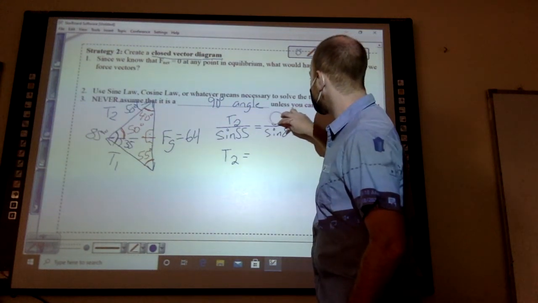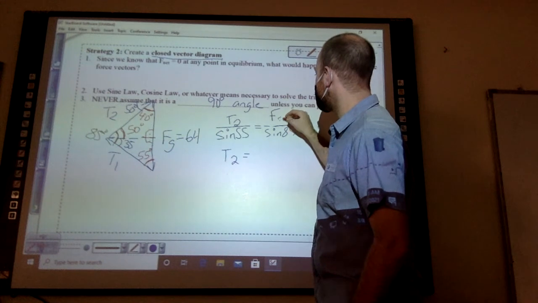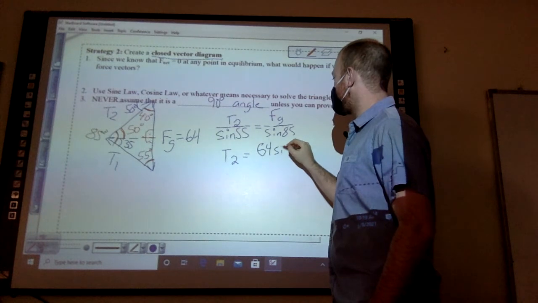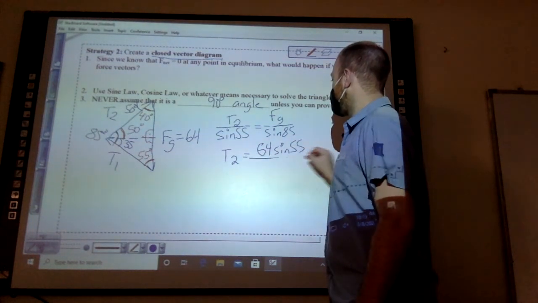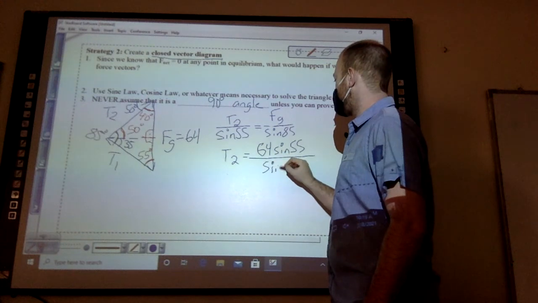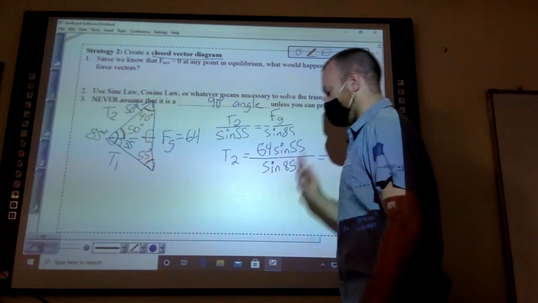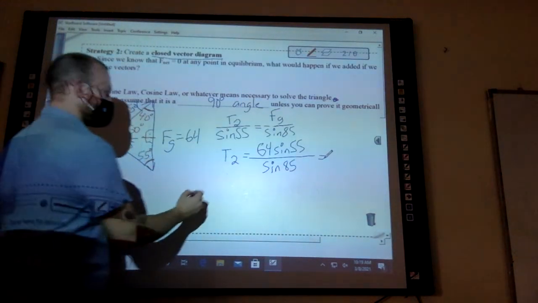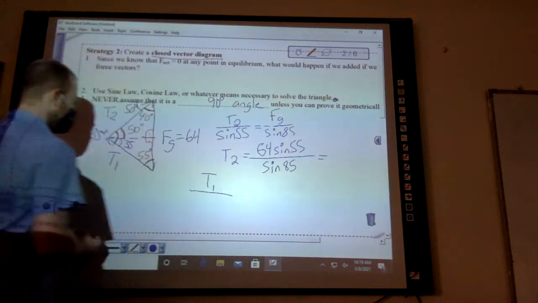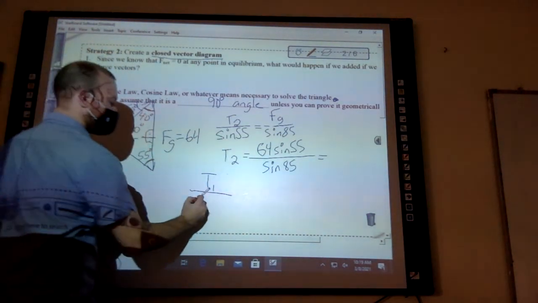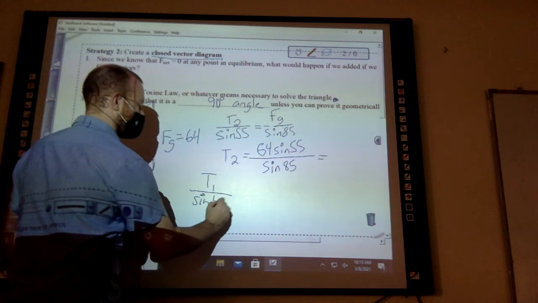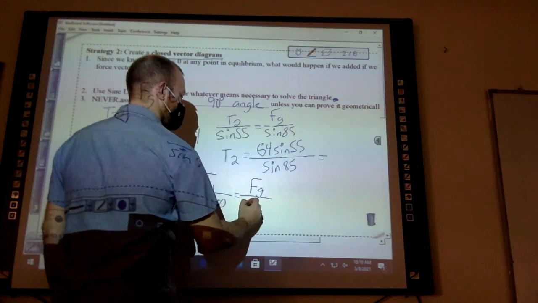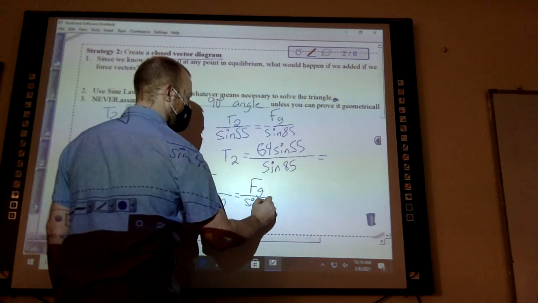Actually, I'm going to extend this a little bit. I'll put FG so you can see what it is, at least for on the video. So this is 64 times sine 55 over sine 85. Do the same thing for T1. I can use the same opposite pairing. So T1 over sine of the opposite of T1, which is 40, equals, we could do the same thing, FG over sine 85.